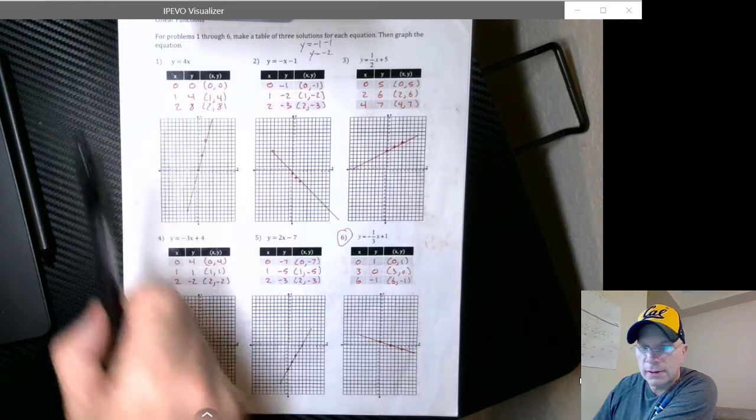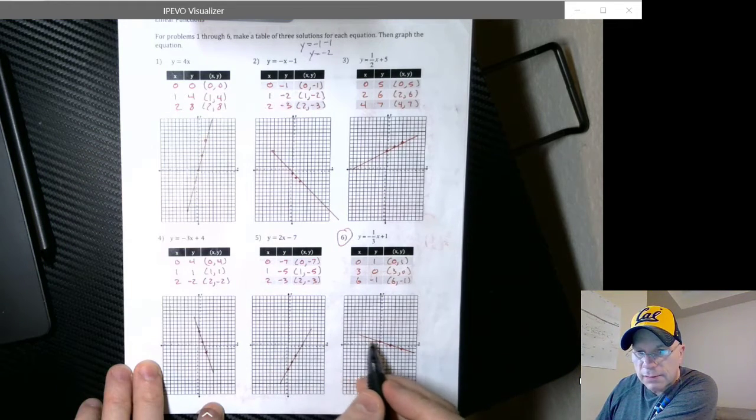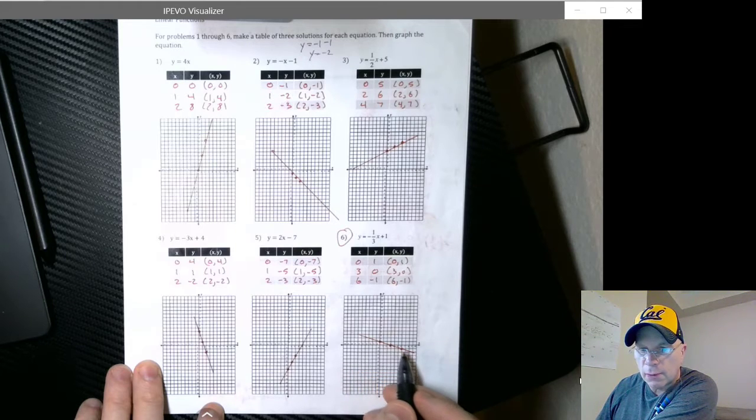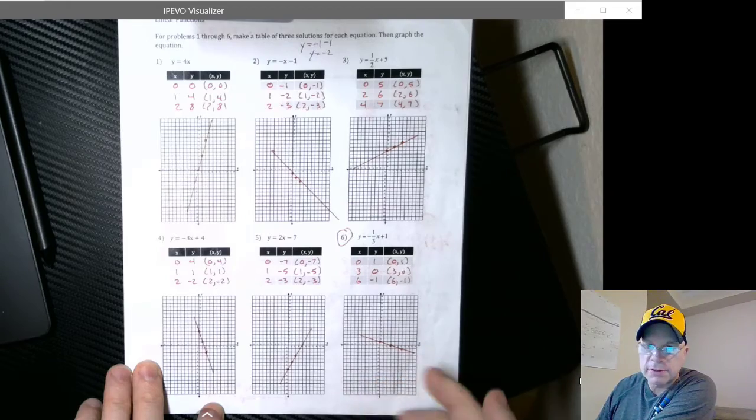That's probably better. Number 6 was on the video, but it's got a downhill slope going through quadrants 2, 1, and 4 like this. It crosses through a bit of quadrant 1, but not much of quadrant 1.